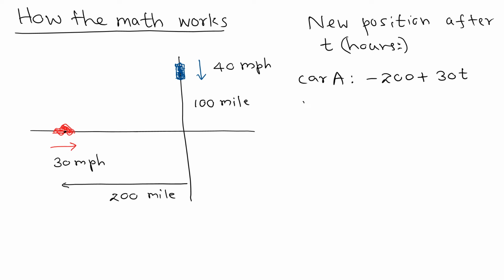We can do something similar for car B. Car B is going to the south. So every hour it goes down, in the negative y direction. It starts at 100, and every hour you subtract 40, so it is going to be 100 minus 40 times t. That is the new position of car A and car B, starting from the starting position.